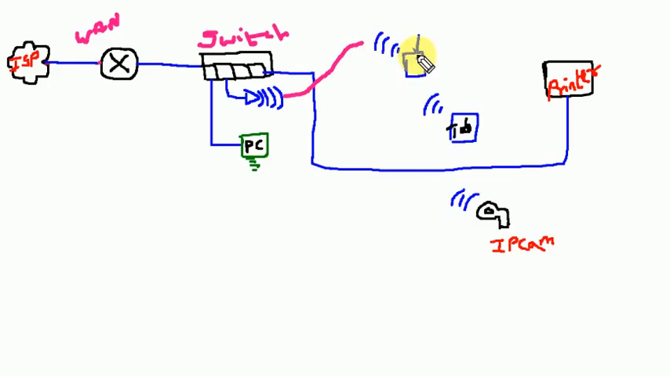This bridge is directly connected to another repeater. This is the repeater. From this repeater my tab is working through wireless. One port is connected to my printer with a LAN cable, and my IP cam is working wirelessly. This is all connected to my router.